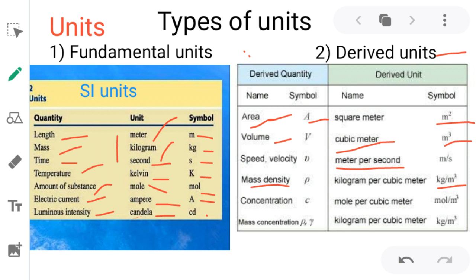In the next classes I will take up how to convert from one system of units to another, because I have told you there are many systems of units: MKS, CGS, and FPS. You have to convert from one system to another, and I will also show you how to convert temperature, as there are different temperature scales: the Kelvin scale, the Römer scale, and the centigrade scale. How to convert the temperature from one scale to another I will give you in the next video.